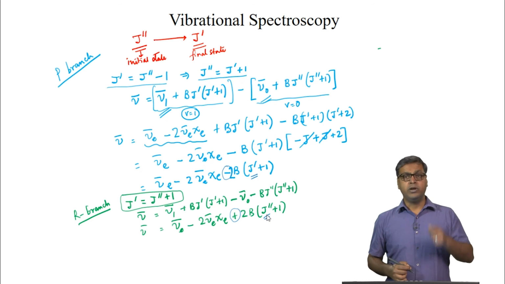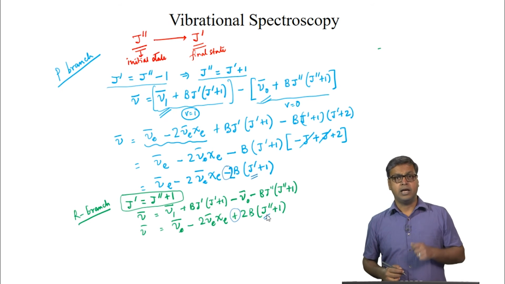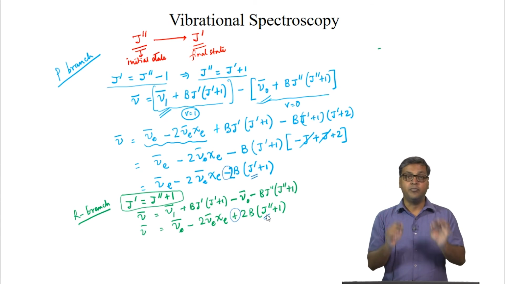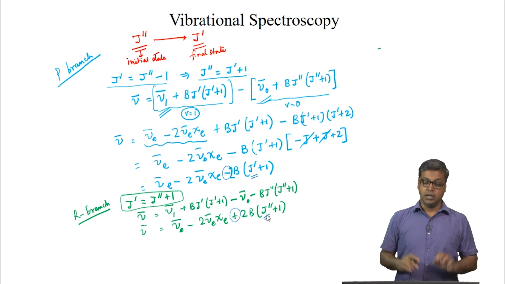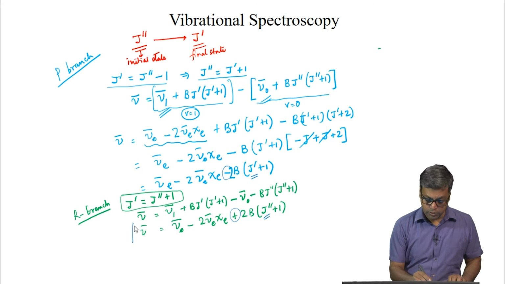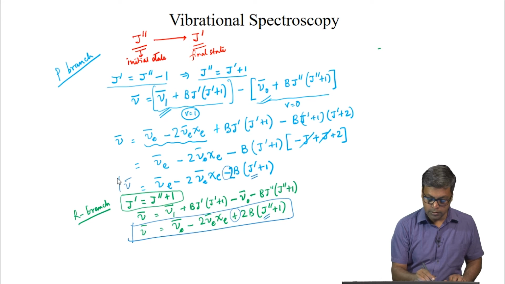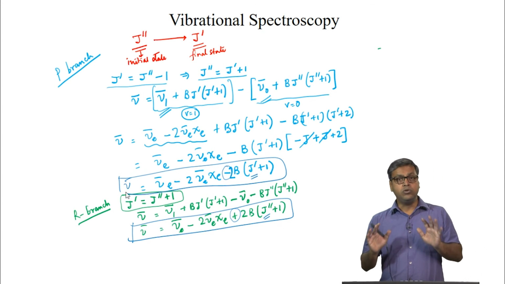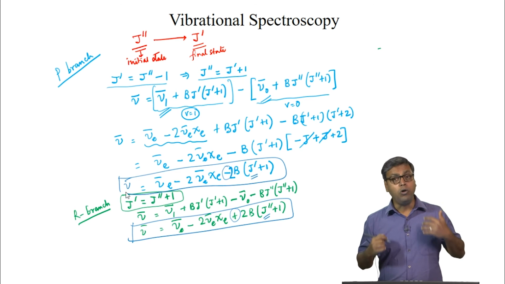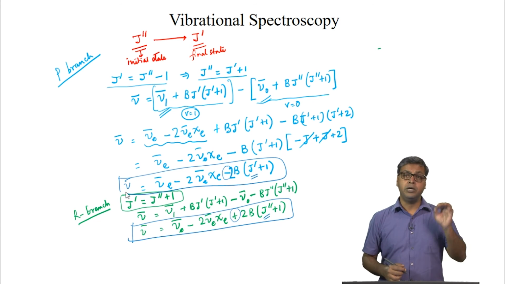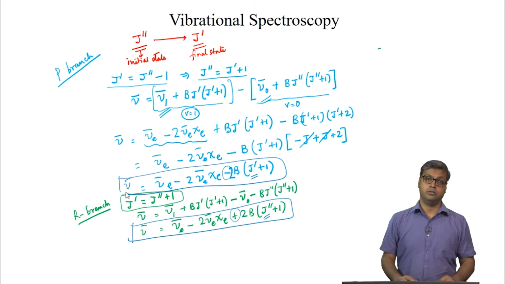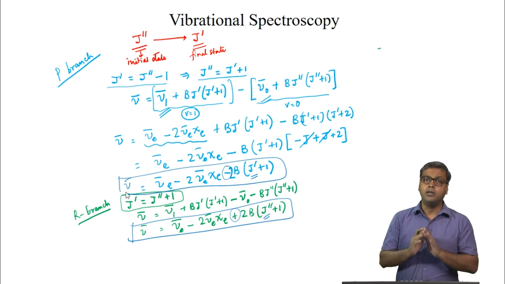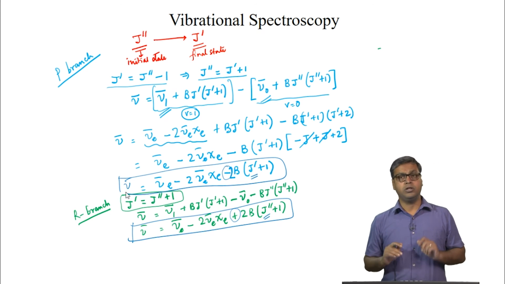Note that we never get a transition at exactly the fundamental frequency. So, these two equations, one is this one and the other is this one, define all the spectral lines in the P branch and in the R branch. There are no other branches for a diatomic molecule.